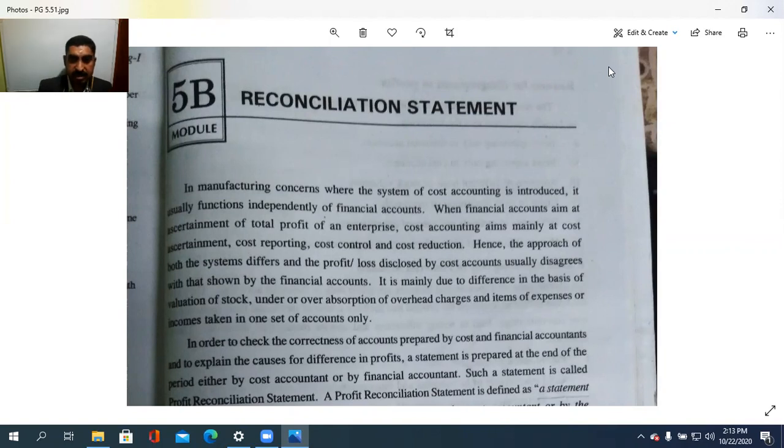In order to check the correctness of the accounts prepared by the cost and financial accounts and to explain the causes for the difference in profit, a statement is prepared at the end of the period either by the cost accountant or by the financial accountant, and such a statement is called profit reconciliation statement.